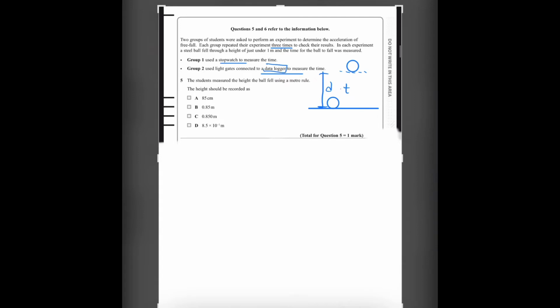So a data logger is basically connected to a sensor, right? A sensor usually senses data, and the data is recorded by the data logger. So usually a sensor is connected to a data logger, and in the place of the sensor we have light gates, which are also a kind of sensor. So number 5 says that the students measured the height the ball fell using a meter rule. The height should be recorded as.